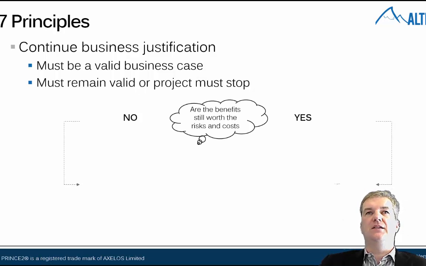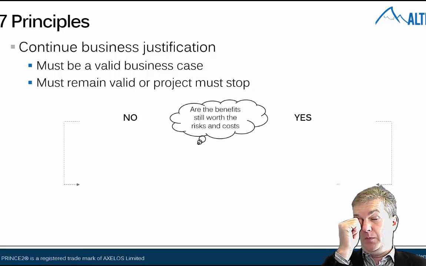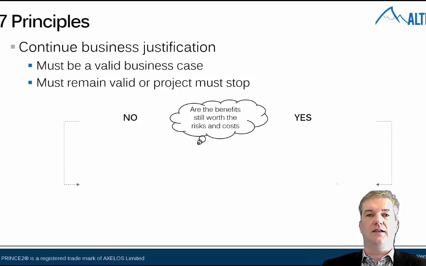Okay, so continued business justification. A PRINCE2 project must have a valid business case. So before we start a PRINCE2 project, we must go out there and see what the deliverable of the project is, what benefits that is going to deliver. And it's not just at the beginning, but we must continually look back and see, yes, is this going to deliver the benefits that we expected to get, and are those benefits bigger than the costs and the risks of doing the project? Again, not just at the beginning, but as we go through the project, to look back and do it again. Are we still on track?